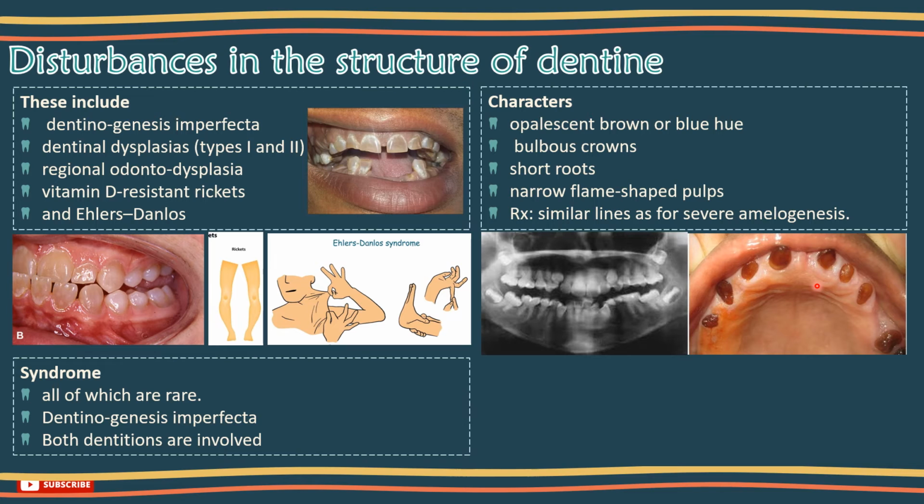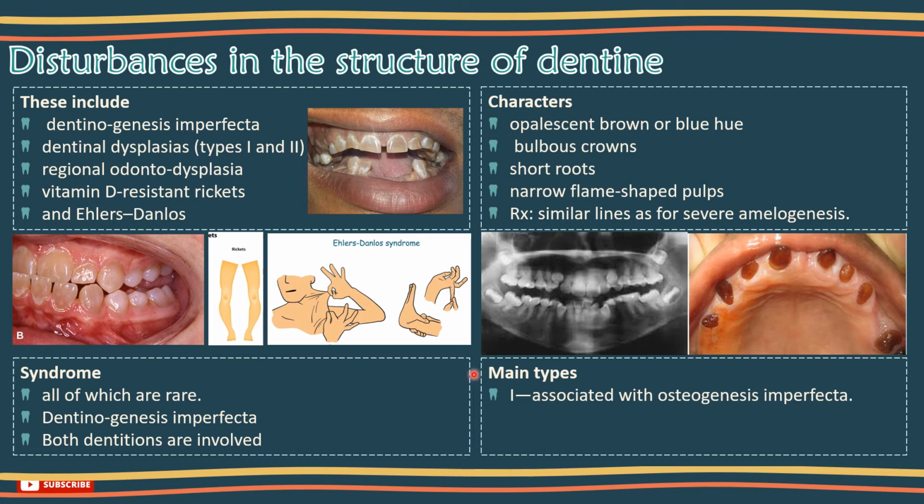Early recognition and treatment of amelogenesis and dentinogenesis imperfecta is important to prevent rapid tooth wear, and both follow the same lines of treatment. The main types of dentinogenesis imperfecta are 1 and 2. Type 1 is associated with osteogenesis imperfecta, and type 2 affects the teeth only.